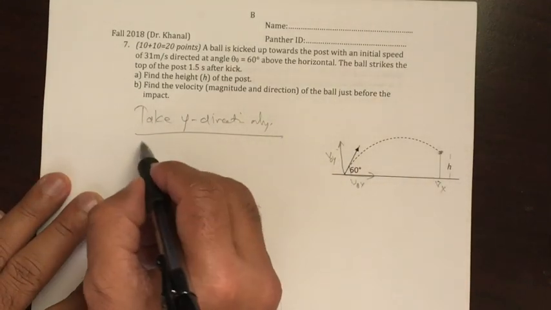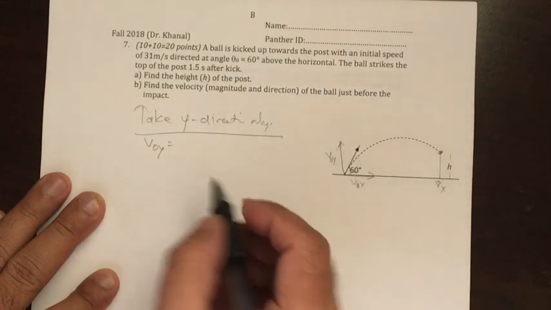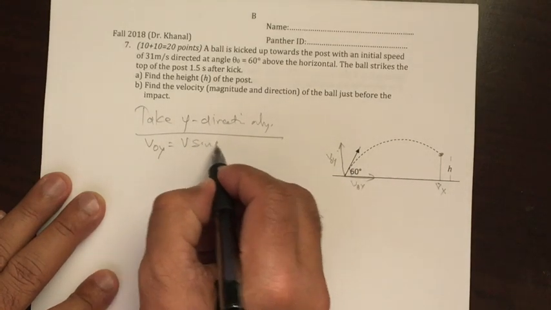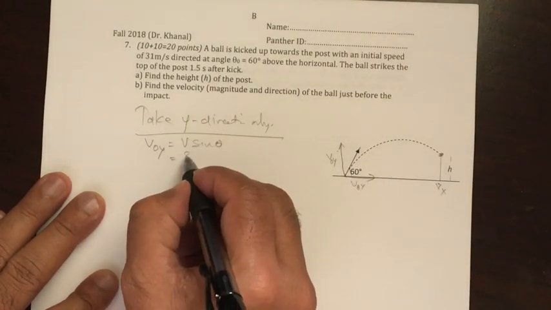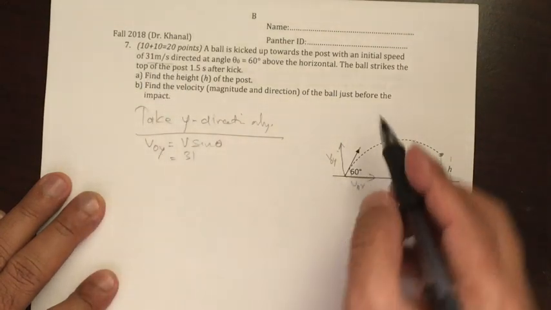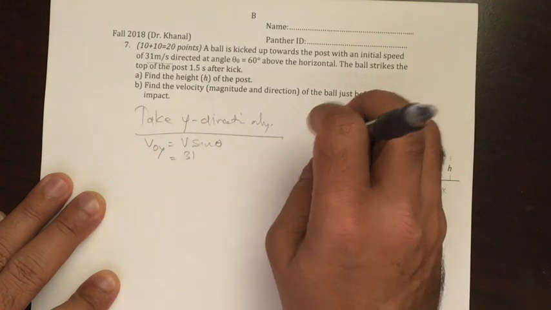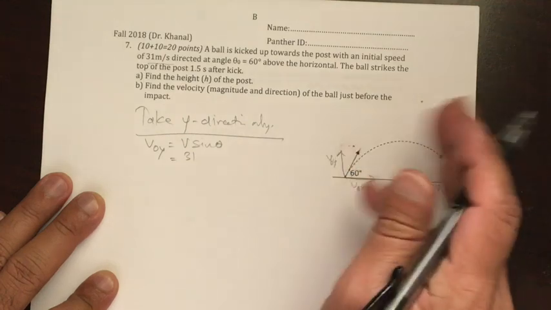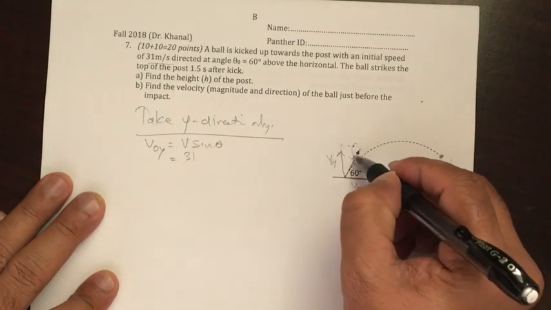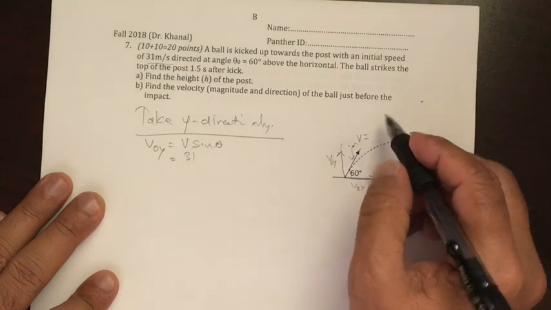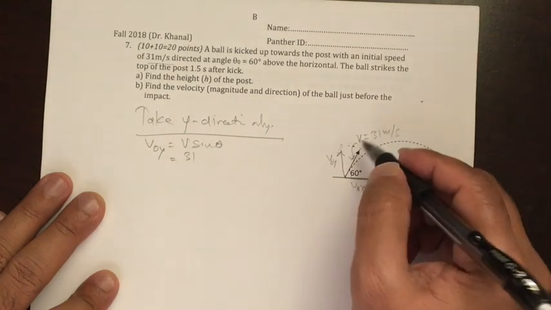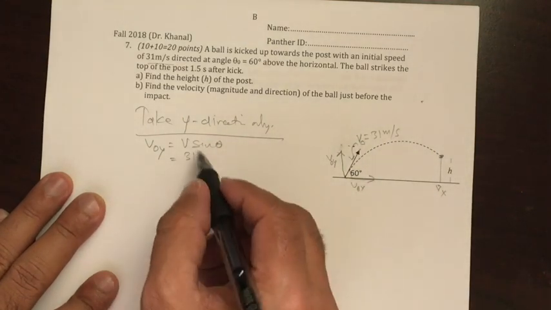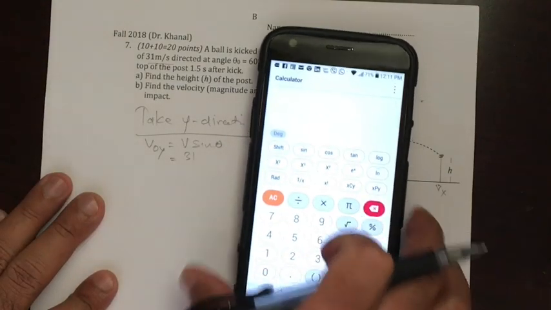So if you take only the y direction, find v0y, the starting velocity in y, which is v times sine theta. Here v is 31 meter per second. It looks really weird making the component velocity longer than the original velocity, so let me make it smaller. So this is v, which is 31 meter per second, and your v0y will be 31 sine of theta.